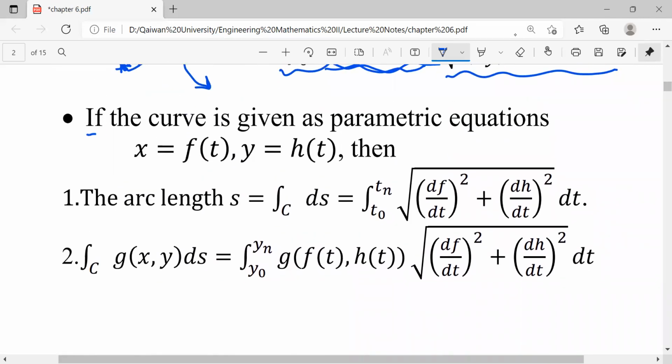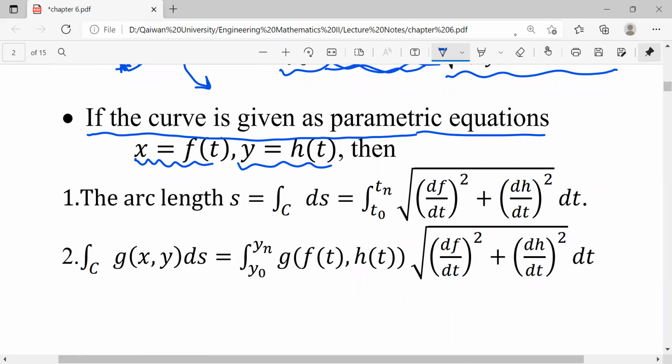Now, if the curve is given as parametric equations, we say x is f of t and y is h of t.